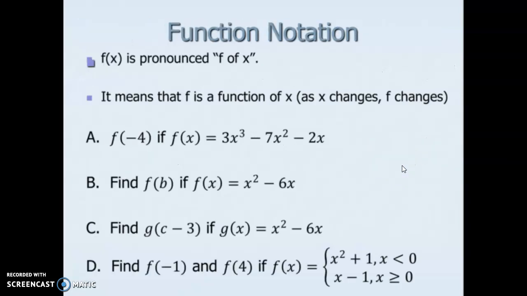Next, we're looking at our function notation. This should not be new. It's f of x, or f with the x in parentheses, but it's pronounced f of x. It means that f is a function of x. So as your x value is changing, the f, the output, is changing. For these four, I want you to plug them in and solve them. Pause for a couple minutes and do those real quick. You're welcome to use a calculator if it's numerical.